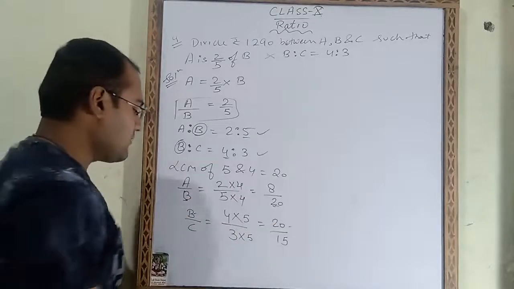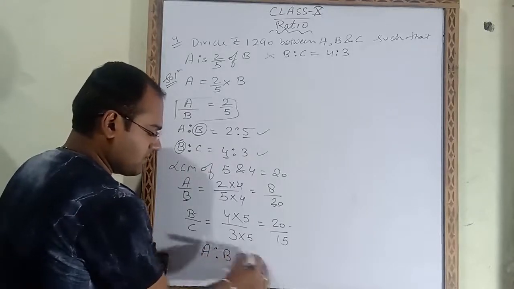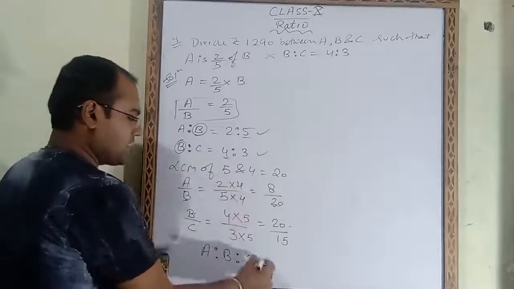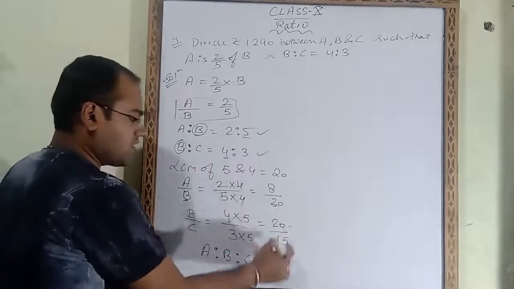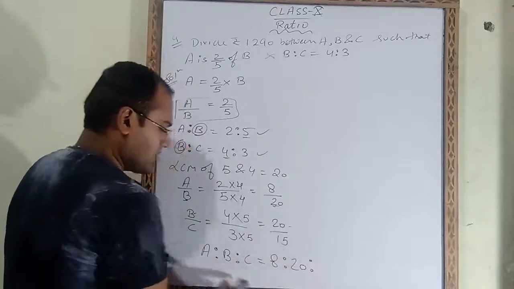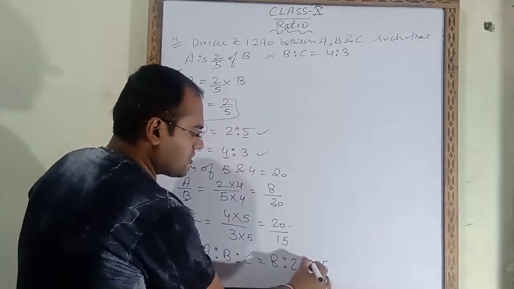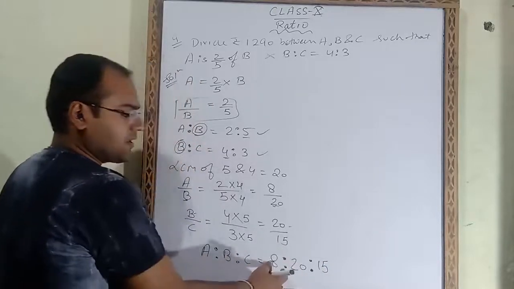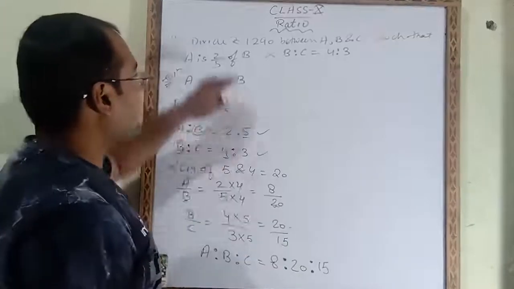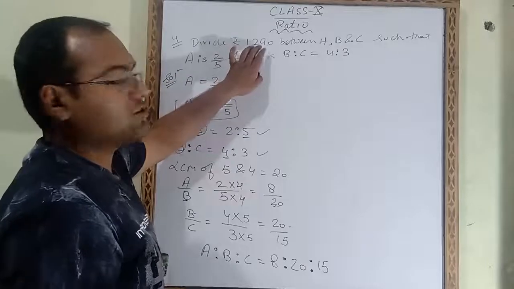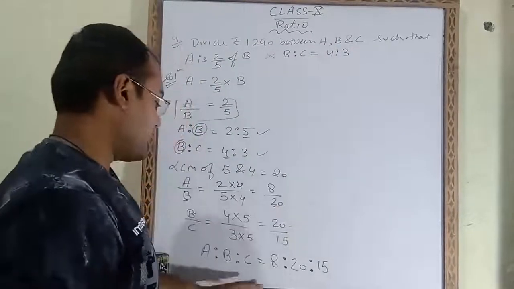Now what will we do? We will make the ratio A to B to C. The value of A is 8, the value of B is 20 here and also here, so we write B as 20. The value of C is 15. So we got the ratio A:B:C as 8:20:15. Now the next step. He said we have to divide 1290 between 3 persons A, B and C. So the ratio we have made.